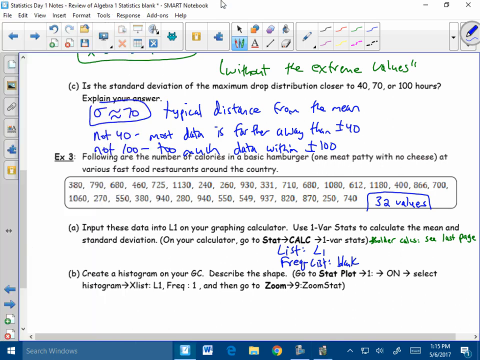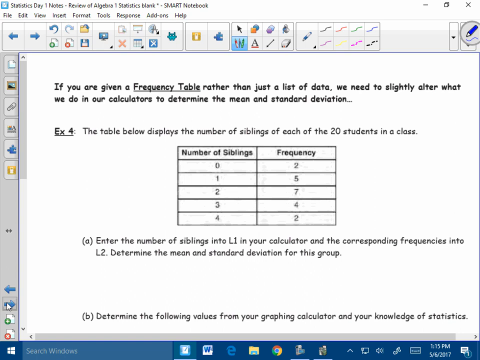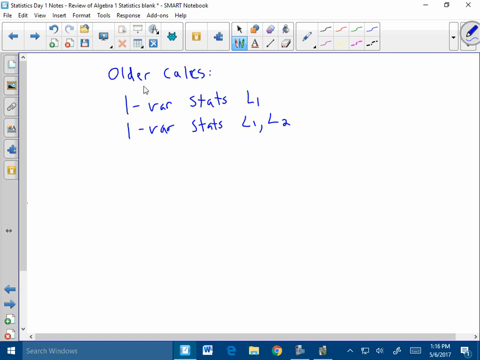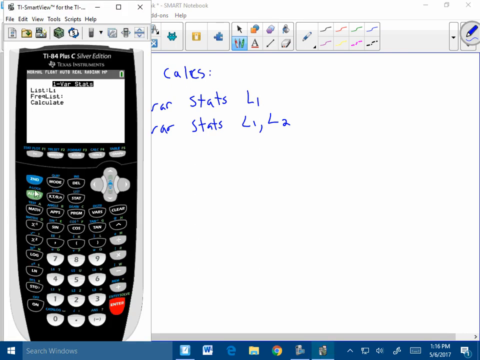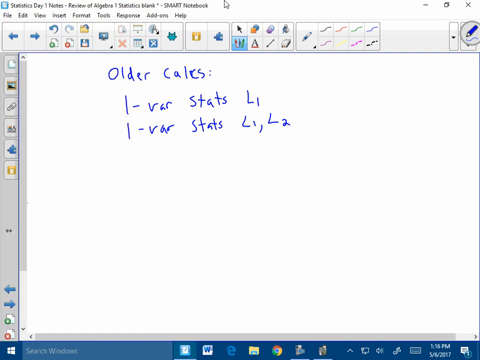If you have an older calculator, when you hit the 1-Var Stats button, it just takes you to the home screen and says 1-Var Stats, blank. So you have to put in L1 in this case. When you do second and 1, that gets you to L1. You want your screen to look like this, and then you hit enter and it will calculate it for you.